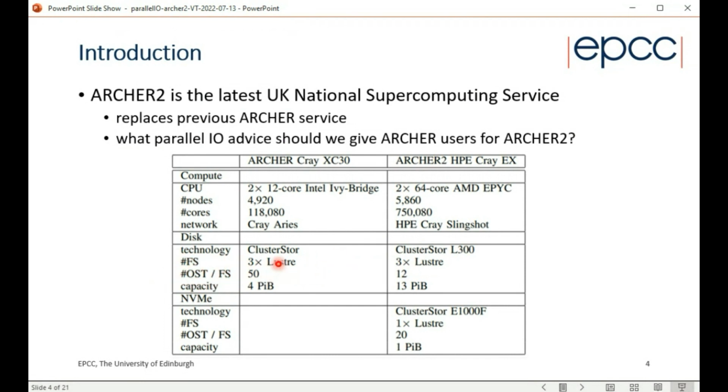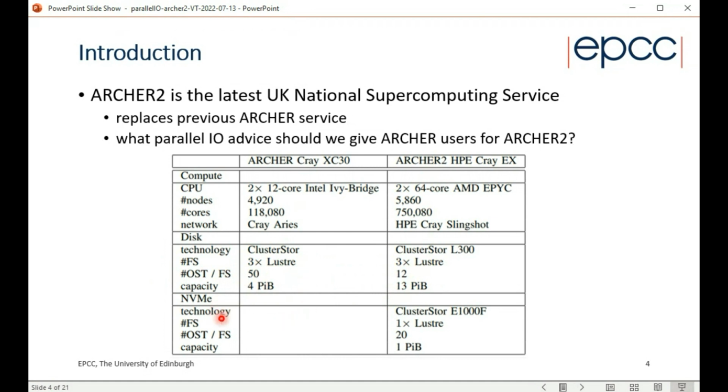Immediately the big difference here is that on ARCHER we had 50 disks, 50 OSTs or object storage targets per file system, whereas on ARCHER2 we have 12. That sounds like a decrease, but in fact they're a lot faster, and the capacity has gone up by a lot. We will see that the I/O rates have gone up by a lot in principle, because on ARCHER2 we have a smaller number of much faster disks.